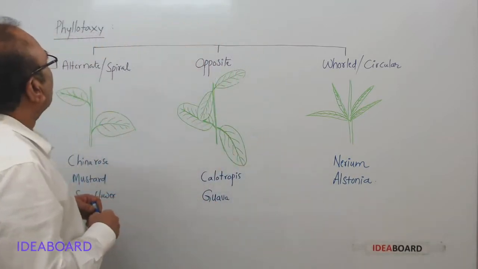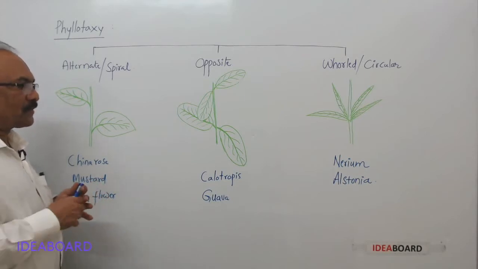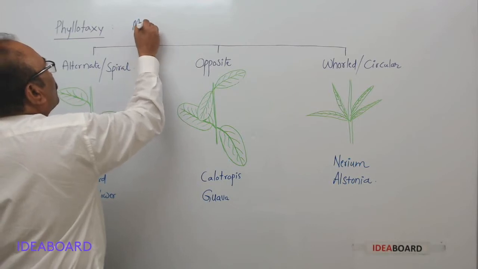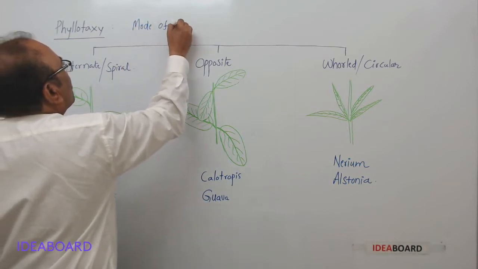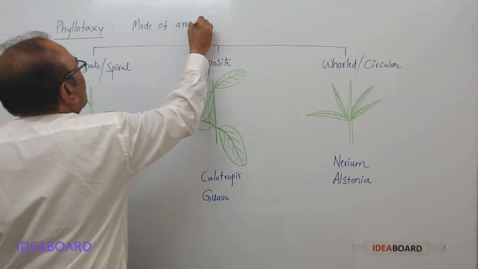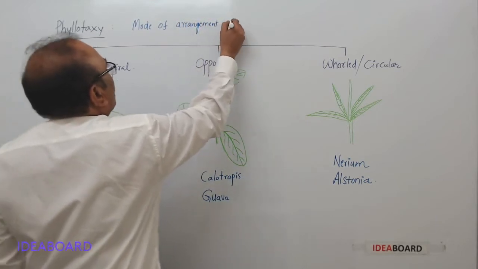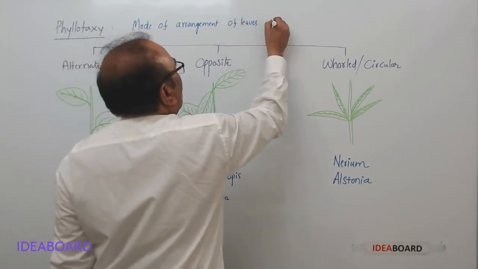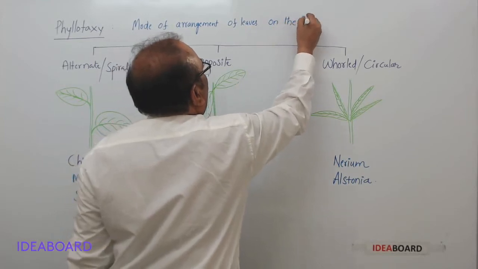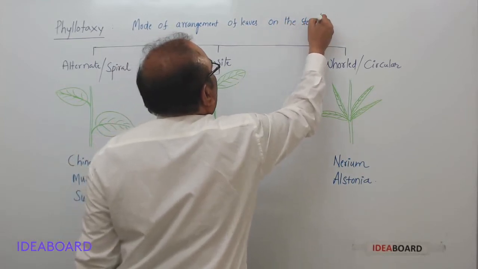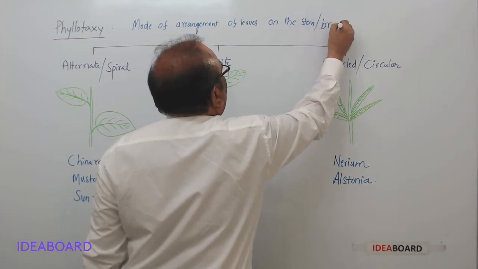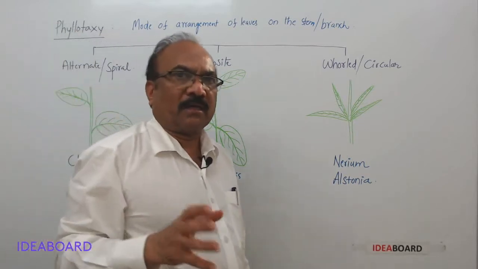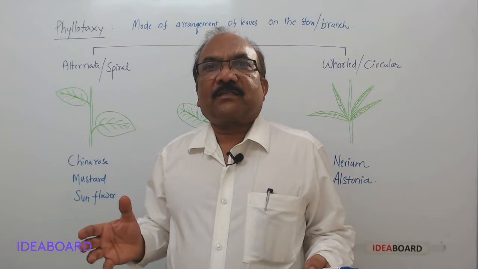So in this video we will discuss phyllotaxy. What is phyllotaxy? The mode of arrangement of leaves on the stem or on the branch is called phyllotaxy.